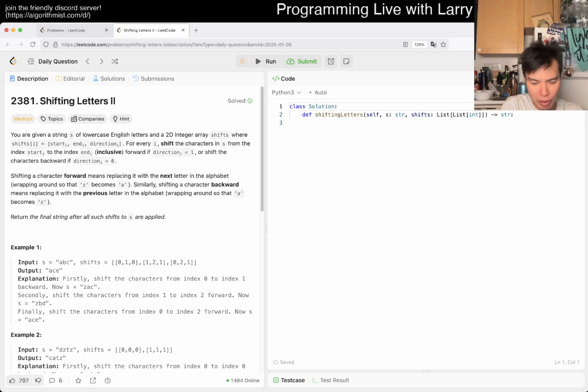I'm still trying to figure out where the optimal place to put my mic is. So if it's too loud or too low, let me know in the comments, and I'll try to figure it out a little bit. So I'm still adjusting.